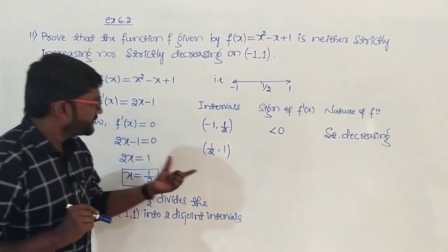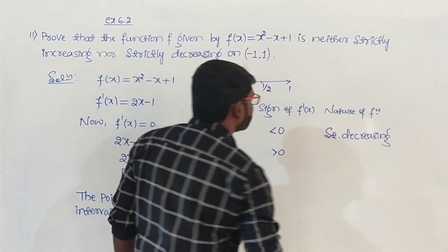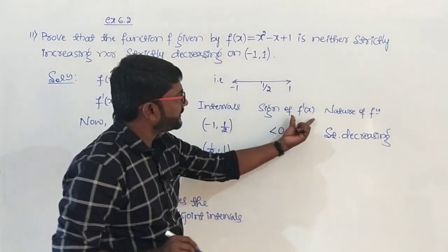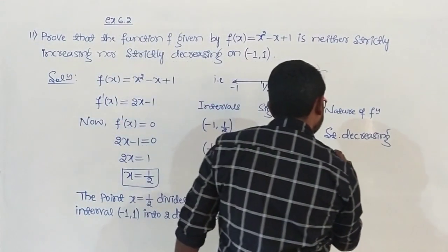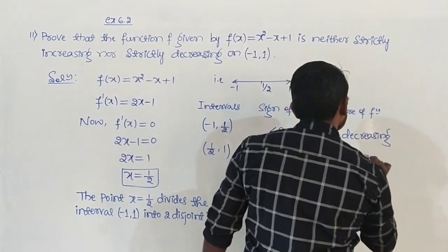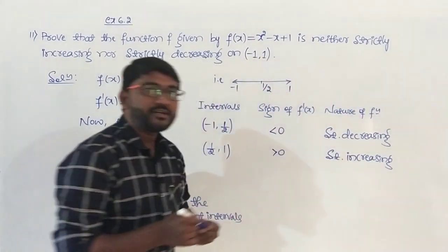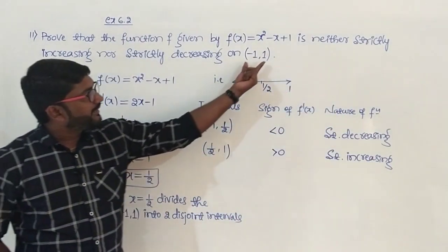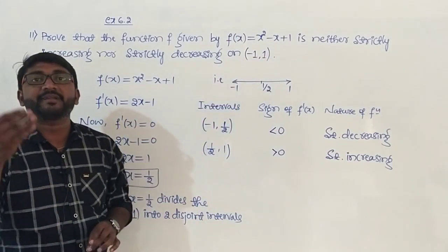Is that clear? So for this interval f dash of x is going to be greater than 0. So if f dash of x is greater than 0, then it is strictly increasing. So what did you understand from this? In the same interval, that is minus 1 comma 1, the function is decreasing as well as increasing.